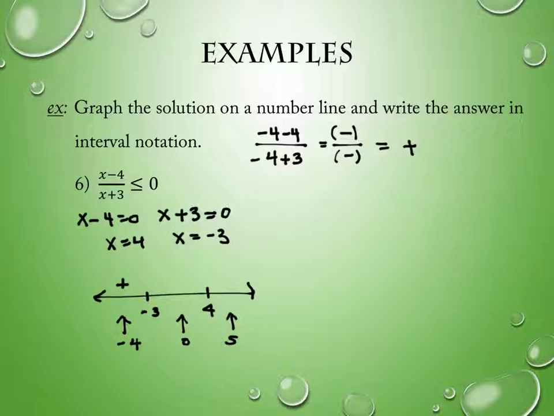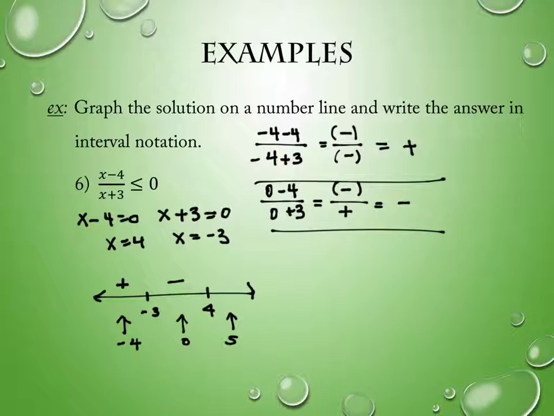Let's test 0 in between. So I have 0 minus 4 and 0 plus 3. So on top, 0 minus 4 is negative. On bottom, 0 plus 3 is positive. Negative divided by positive would be a negative. And then the last one, testing the number 5. So on top, 5 minus 4, and on bottom, 5 plus 3. On the top, 5 minus 4 is positive. On the bottom, 5 plus 3 is also positive. Positive divided by positive is a positive.